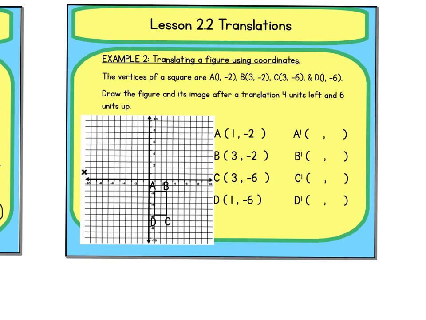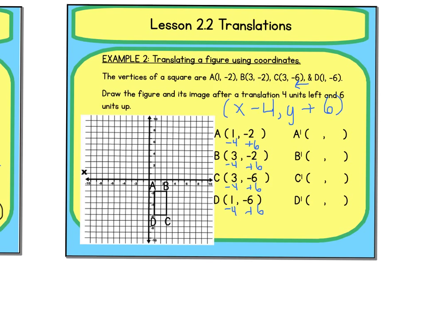On the next one, it says draw the figure and its image after a translation of 4 units left and 6 units up. Okay, if I'm moving 4 units left, that means I'm taking my x value and I'm subtracting 4. I'm subtracting because I'm moving in the left direction towards the negatives. For my y's, I'm going up, so I have to signify that with plus 6. So now I can go through and I can subtract my 4 from every single x value, and I can add 6 to every single y value.